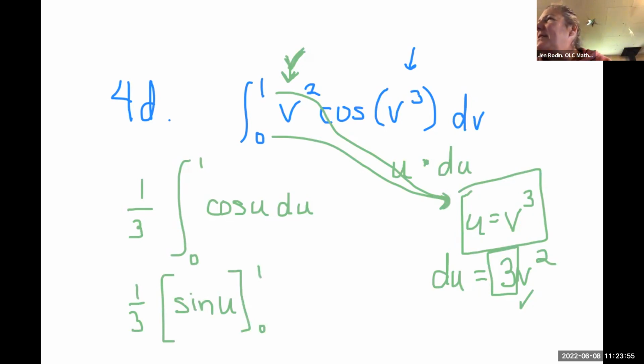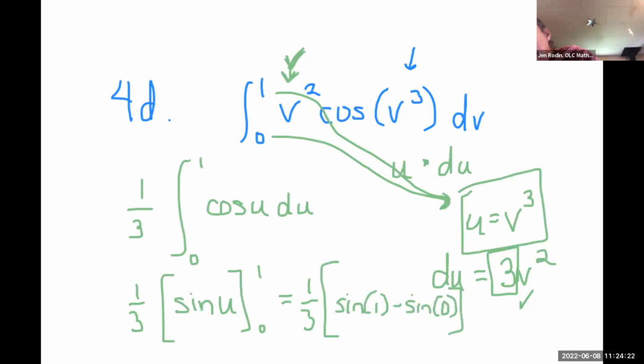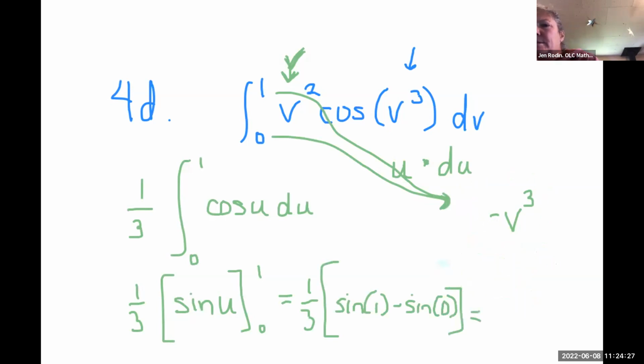And this one, I wonder if I made this one up, because your answer is going to come out weird. We know sine of 0, but sine of 1, if we're in radian mode, I don't even know what that is offhand, so I'll have to look that up. So anyway, it's going to be 1/3 sine of 1 minus sine of 0. I might have made that one up back then because it's sort of a weird answer.